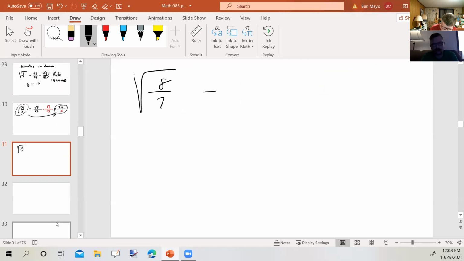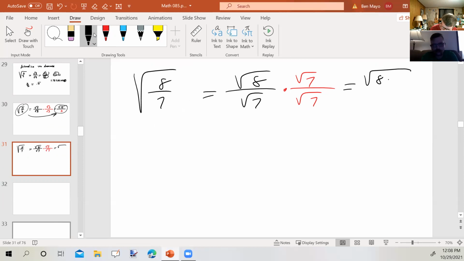The square root of 8/7. That would be the square root of 8 over the square root of 7. So I'm going to multiply the numerator and the denominator by the square root of 7. Now, I'm not done. In the previous problems, there wasn't anything more I could do, but here I can actually take the 8 and break it down.